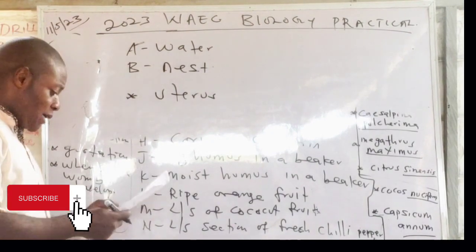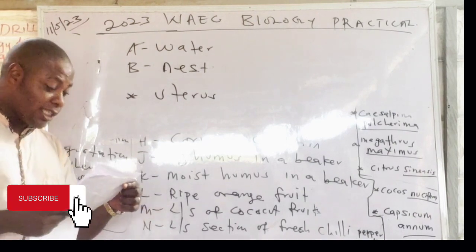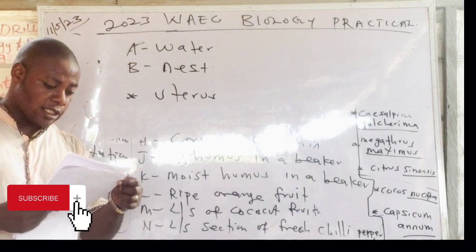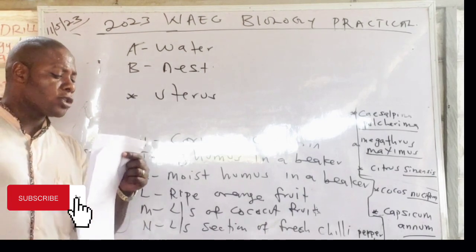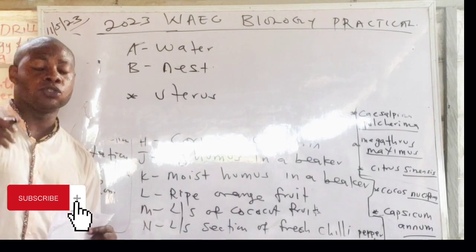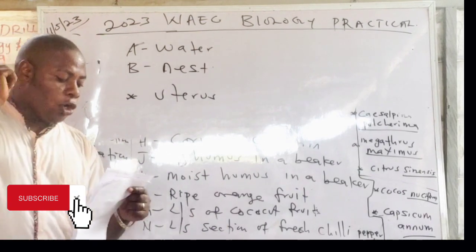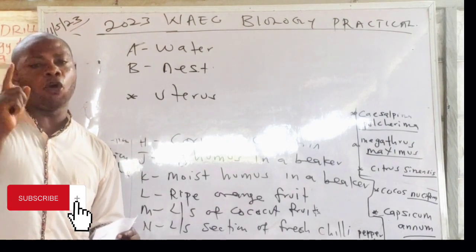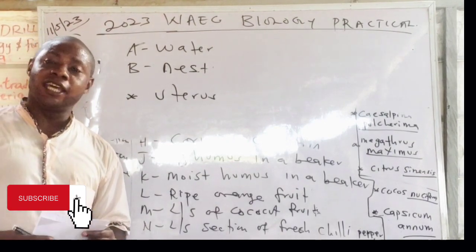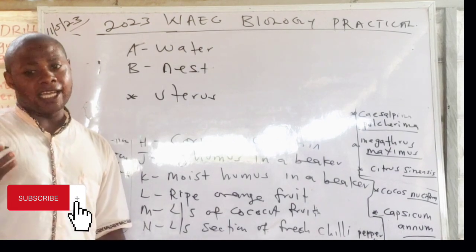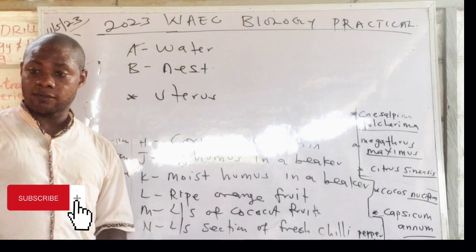Now let us go to specimen D. Okay, we are done with ABC, right? Let's look at D. Specimen D says longitudinal section of ovary of pride of Barbados. I want you to listen carefully to that. They said longitudinal section of ovary, only ovary of pride of Barbados. Why did they not say longitudinal section of pride of Barbados? Some people will get it wrong.